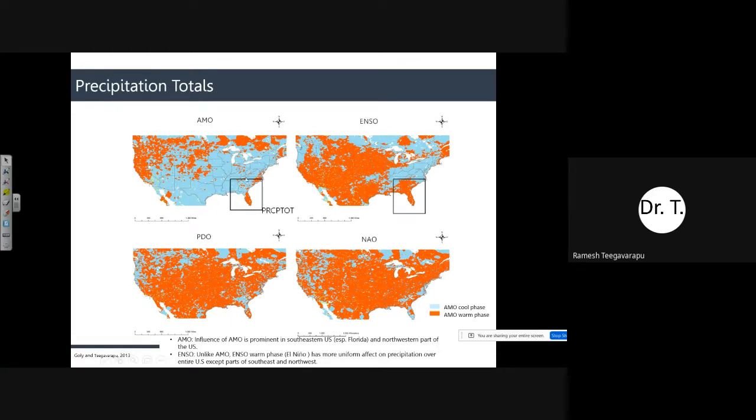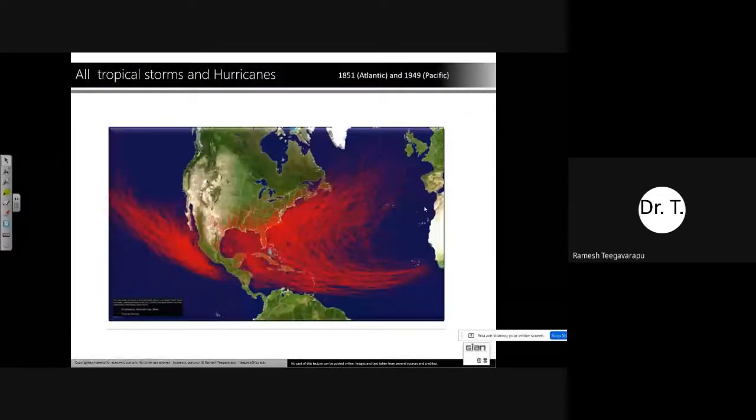Precipitation totals are interesting to note. For example, AMO has some parts of Florida receiving higher rainfall compared to cool phase, and red is a warm phase. Here, red is the El Nino, and blue is the La Nina. So entire Florida is affected by El Nino. And we also have the tropical storms, which bring in a lot of rainfall, including hurricanes.